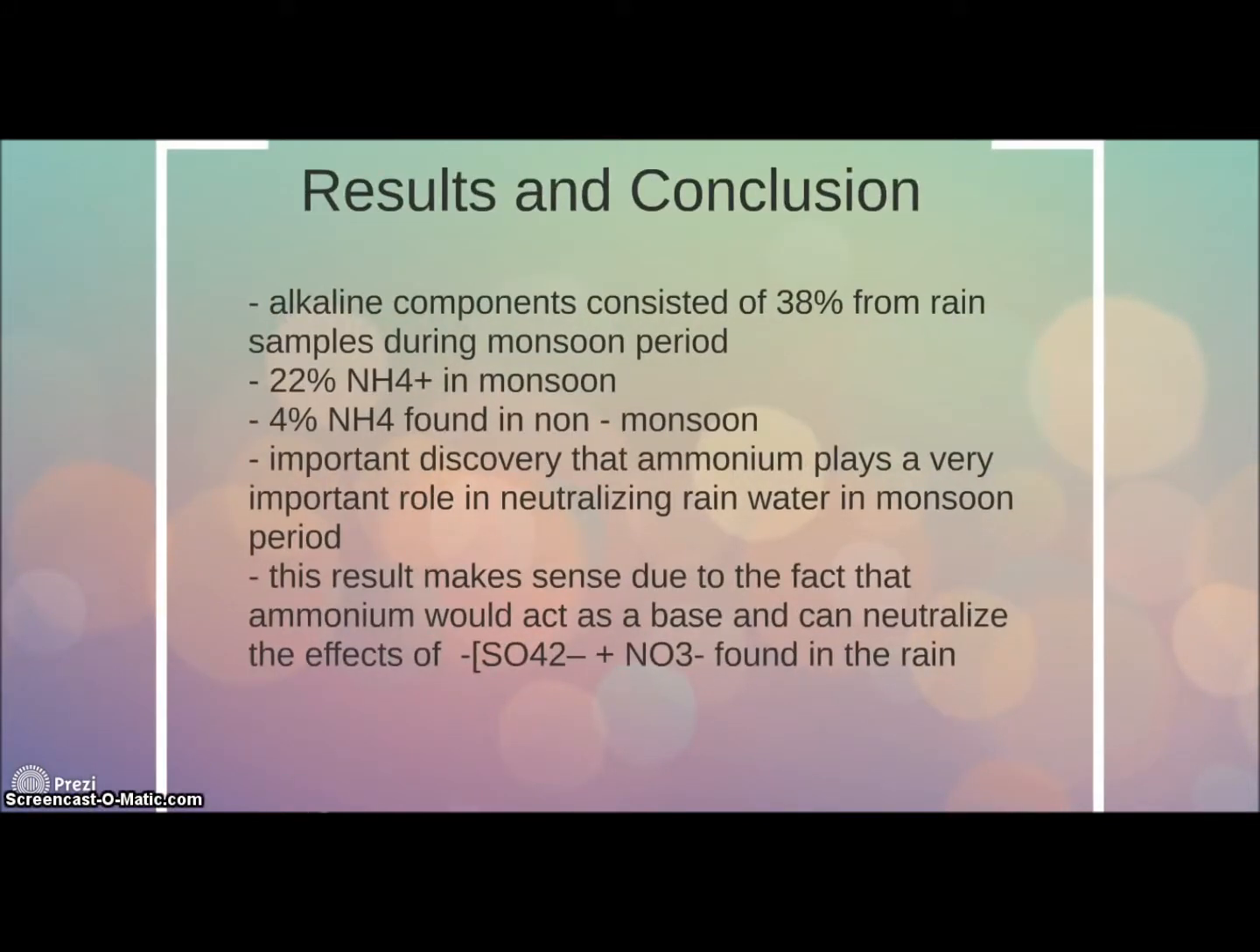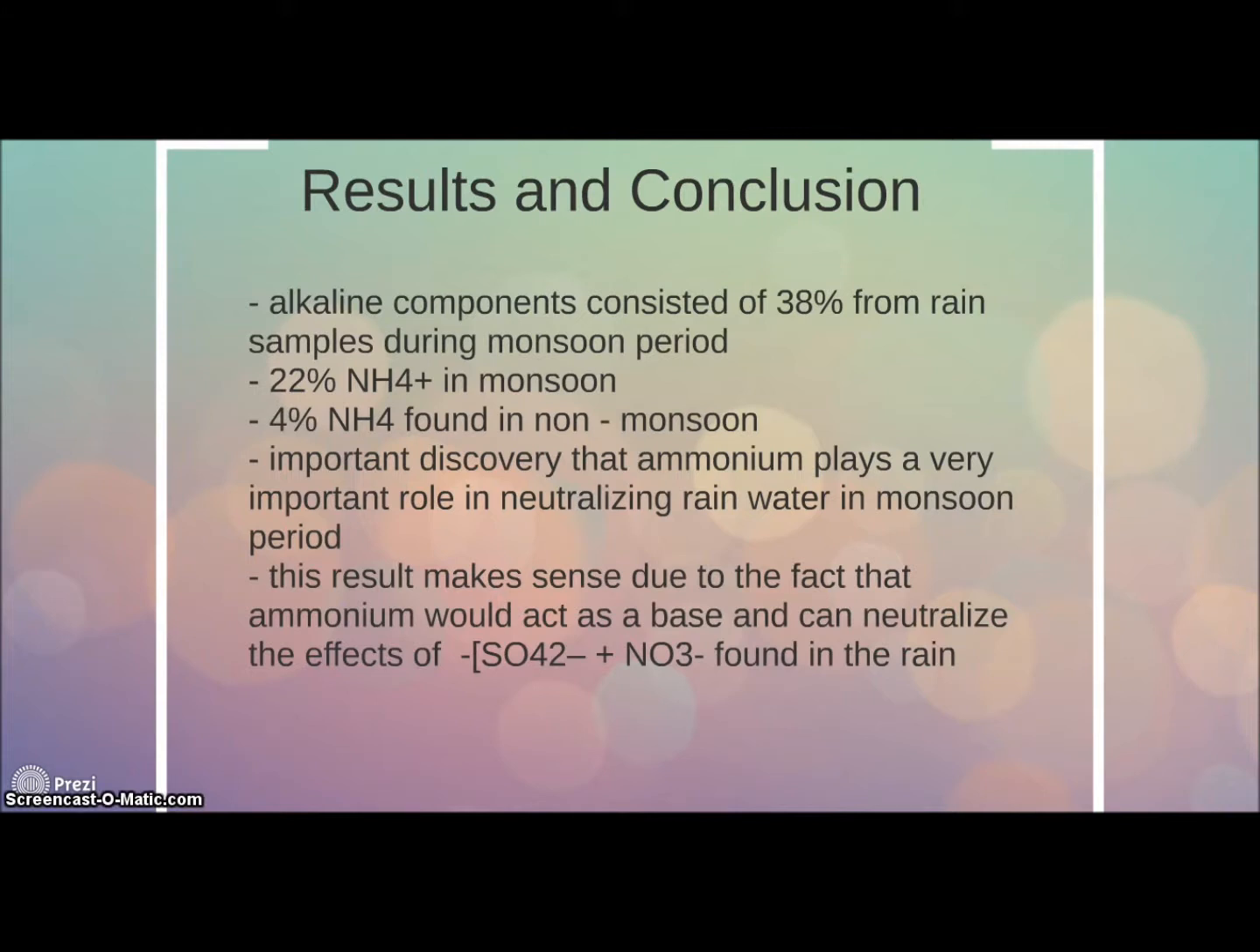In the experiment, it was found that the water they collected from the monsoon period, when there's no acidic rain, contained 38% alkaline components, while there was 22% ammonium occurring. But in the non-monsoon period, when acid rain did occur, only 4% of ammonium was found.